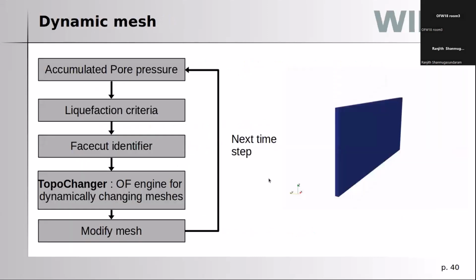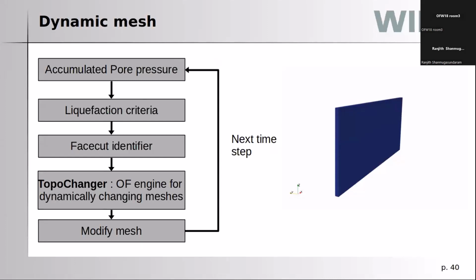For the dynamic mesh, we calculate the accumulation of pore pressure and check for the liquefaction criteria. Once it gets liquefied, there is a phase cut identifier that goes through all the cells and checks whether the region is liquefied or not. It compares the owner cell and the neighboring cell, and if they differ, it creates a boundary between the regions.